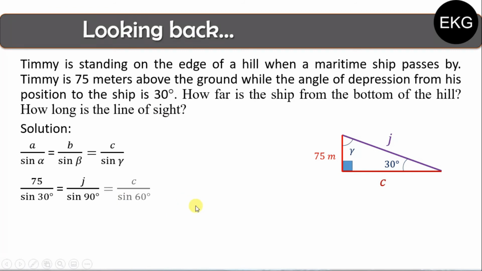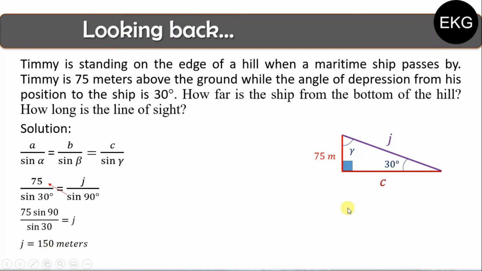To solve for the value of J, which is one of the unknowns, the length of the line of sight, how long is the line of sight? All we need to do is, huwag muna nating intindihin itong third part of the law of sines. Focus here, and then we cross-multiply this one sa kabila. So, magiging 75 sine 90 over sine 30 is equal to J. Pag in-input nito sa calculator, J will result to 150 meters.